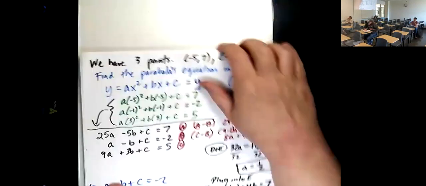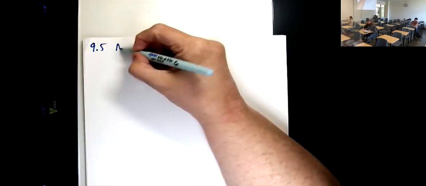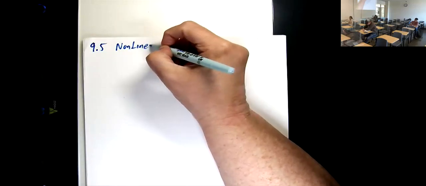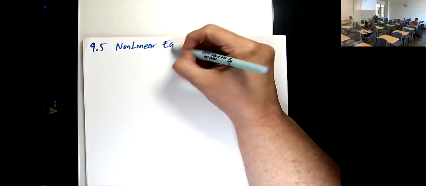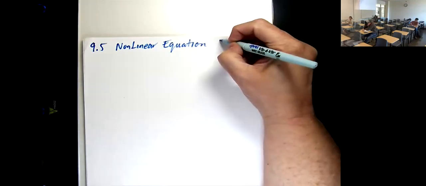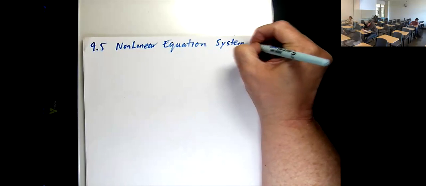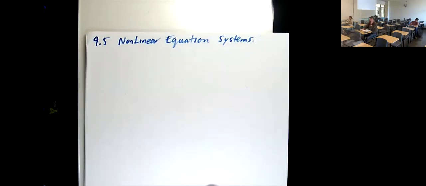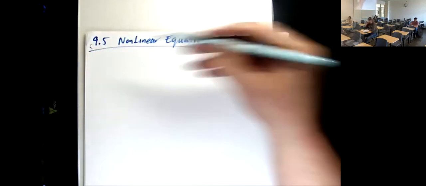Let's take a look at 9.5. 9.5 is the glory. 9.5 is when we say linear equations are for chumps. 9.5 is when we look at nonlinear equations. Systems. Which means we're going to have exponents in there usually. So let's just go for some examples.